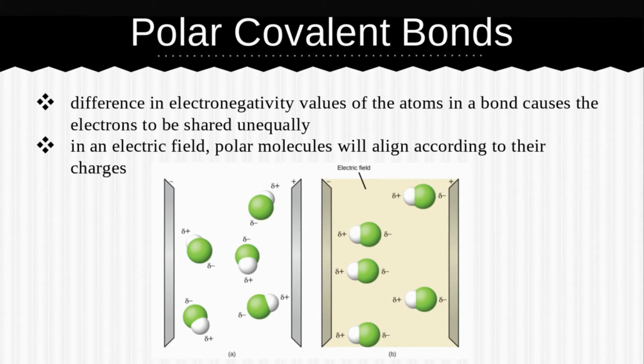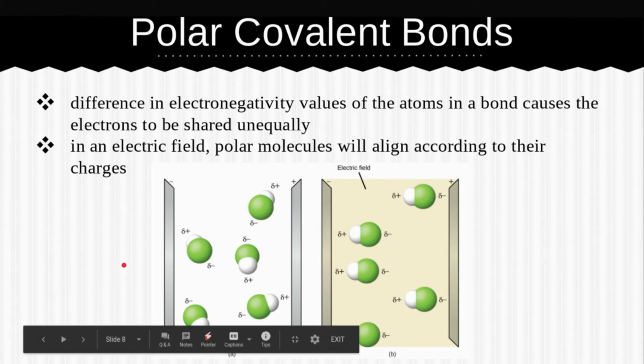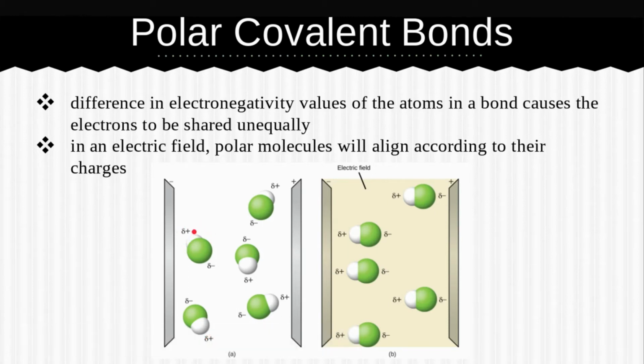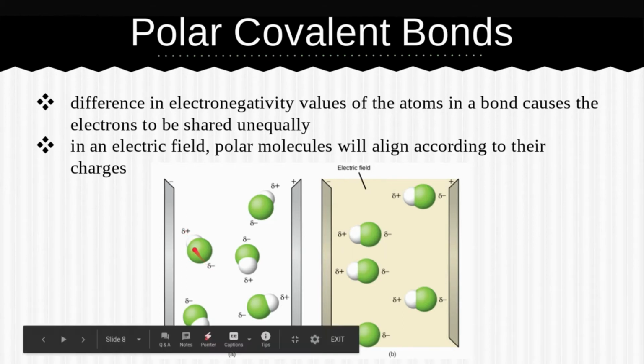But these are not like ionic charges where it's totally taking the electrons. We call it a partial charge. It's just kind of charged because those electrons are still shared between them. So you can see in this picture, this is the Greek letter delta, lowercase delta. So you have the delta plus, delta minus. That shows us the partial positive and partial negative charges on this molecule.